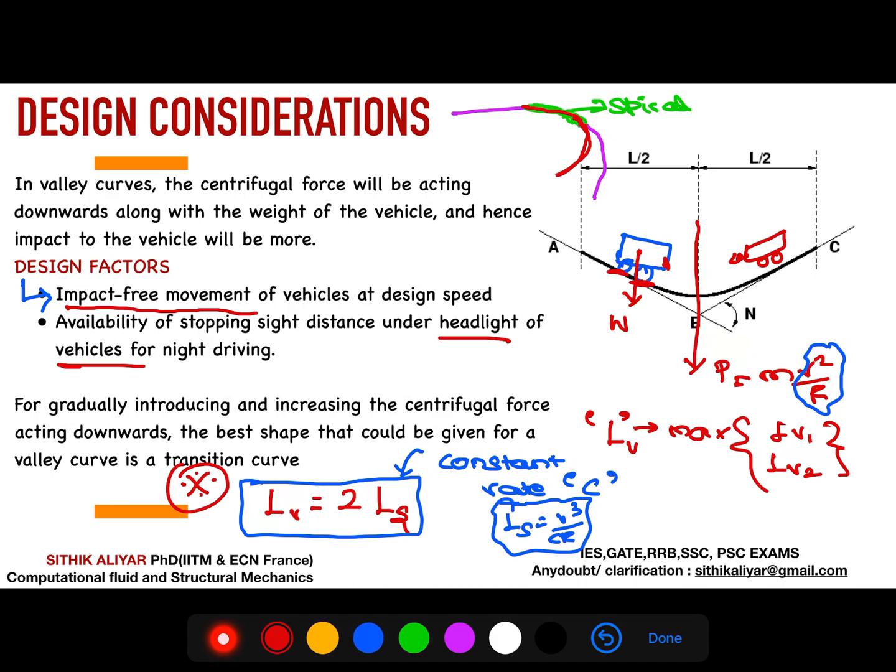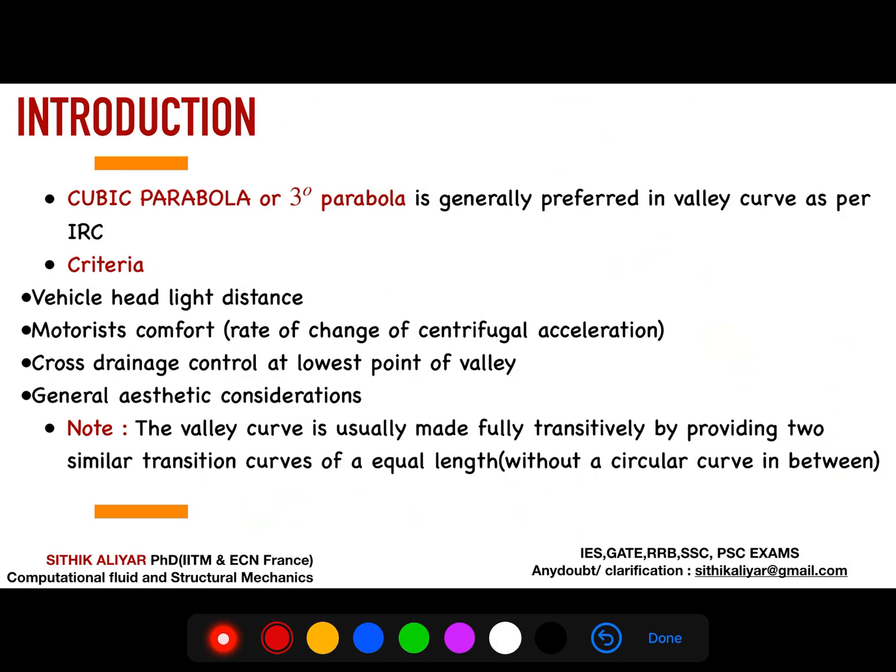From this slide what you should understand: the valley curve will have a problem of impact force, which is not there in the summit curve. Point 1. Point 2, although the sight distance will not be a problem, headlight sight distance will be a problem. So the length of the valley curve will be the maximum of one length you will get from impact free, like centrifugal acceleration maintenance, and another you will get from headlight sight distance. So provide the maximum, that is point 2 you should know. Point 3, the length of the transition curve, how you calculated it, like V cube by CR, you can provide twice that length as the length of the valley curve. So 3 points you should know. So it's like a summary.